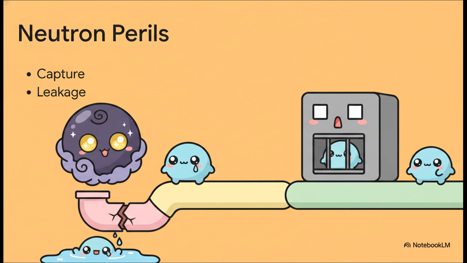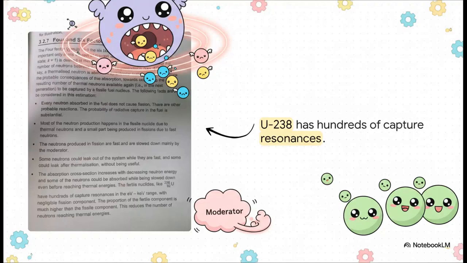Then, because neutrons are born moving insanely fast, they might just leak right out of the reactor core while they're fast, or even leak out later after they've slowed down. And if that wasn't enough, they could just be uselessly absorbed by non-fissile alloy structural materials inside the core. Take a look at the specific hazard highlighted here in our source material. This is resonance capture by fertile nuclides, like uranium-238.